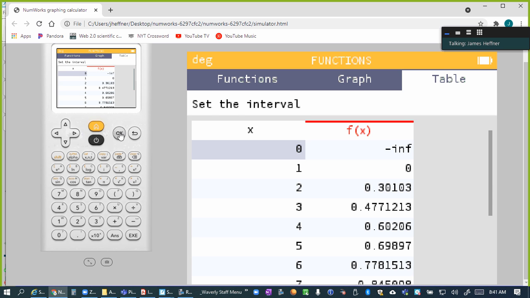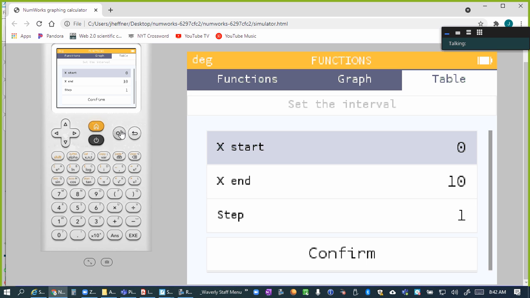Do you notice? I want to set this interval here. I want to see some other values in here. So I'm going to go over here to set the interval. Hit this button and go down to that.